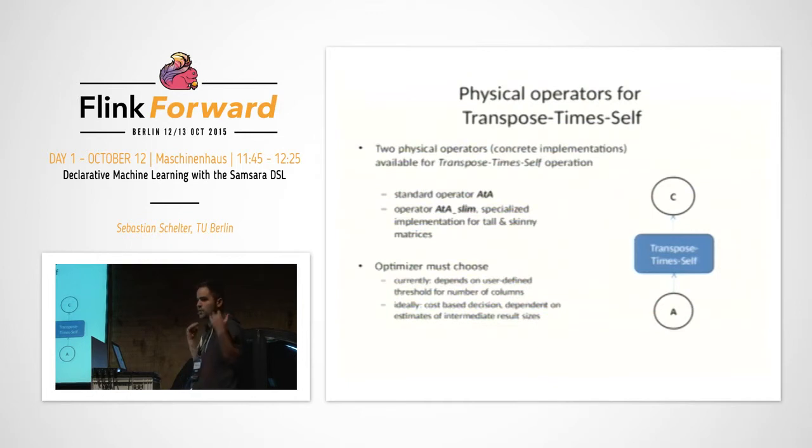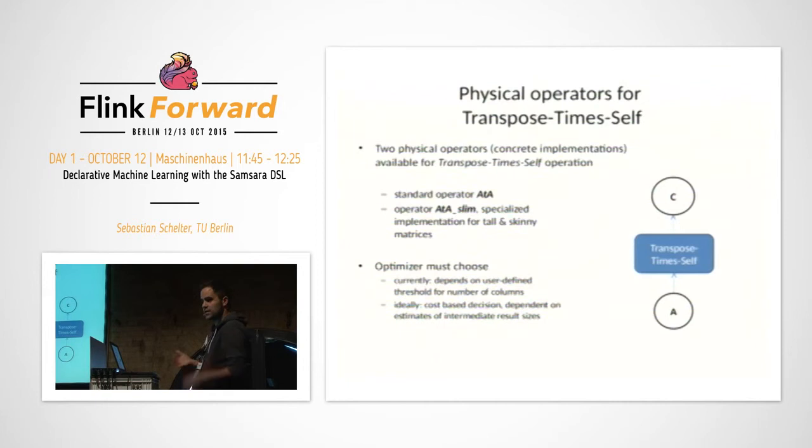One is like the standard operator that always works. And then another operator, which is called AtA slim, that is a specialized implementation for tall and skinny matrices, like the one that we saw in this linear regression example. So for matrices that only have a few columns, but can have many, many rows. And we will see how you can exploit this.